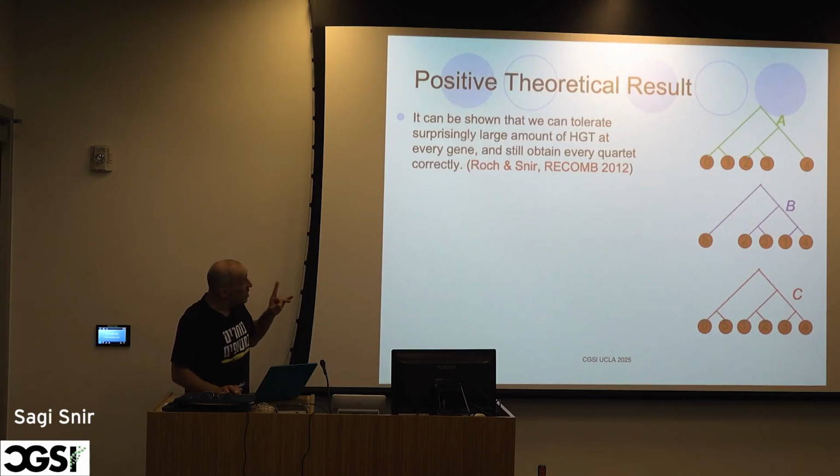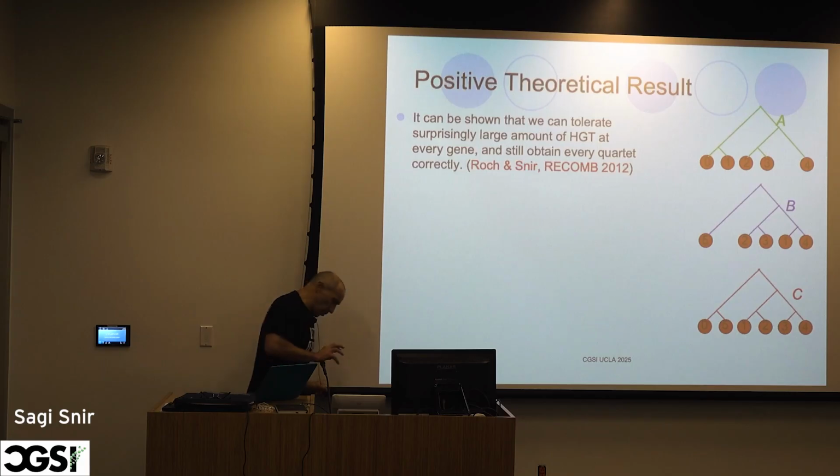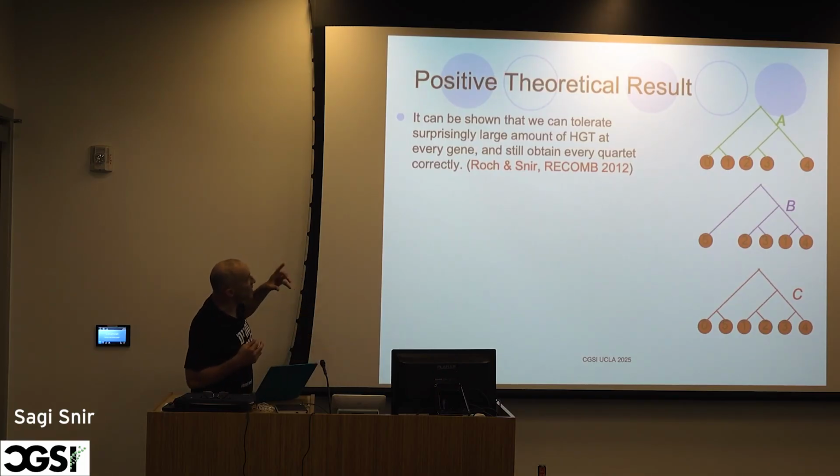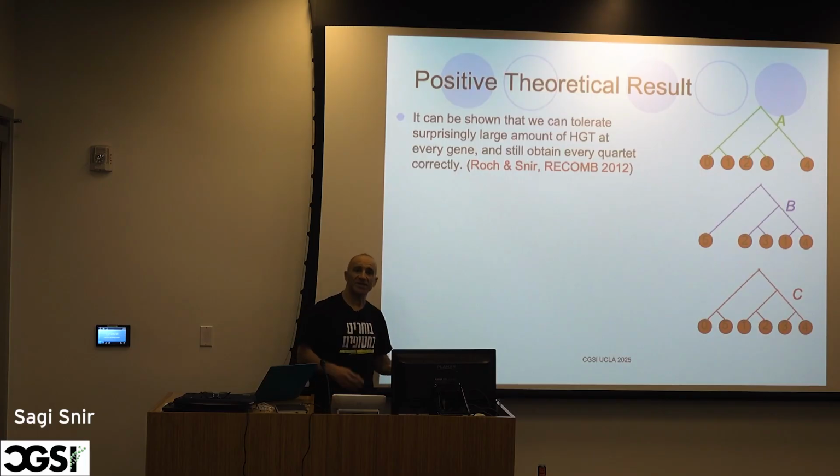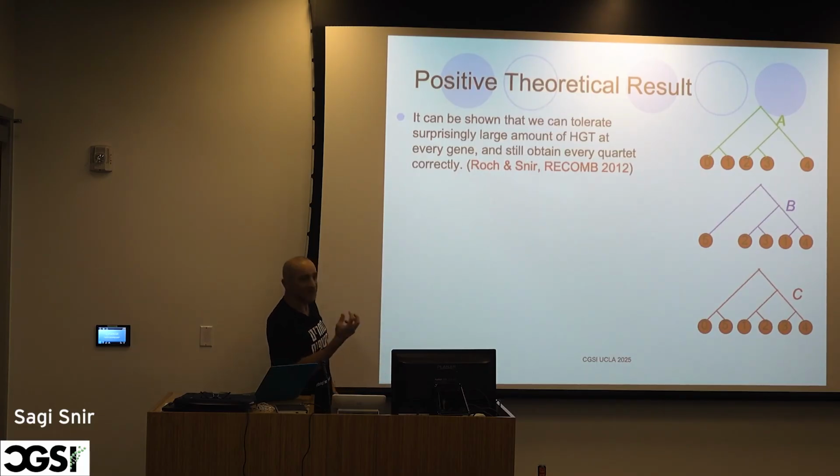But again, Siavash discussed that approach, and he didn't use that word majority, but majority is something that it can be shown that we can tolerate. So this is a result with Sebastian Roch. Again, it's not CGSI, but it is IPAM, that was the father of CGSI. So we can tolerate a surprisingly large amount of HGT at every gene and still obtain every quartet correctly.